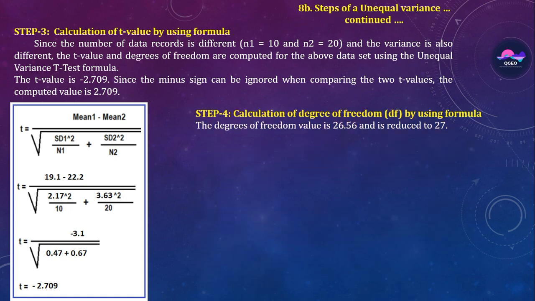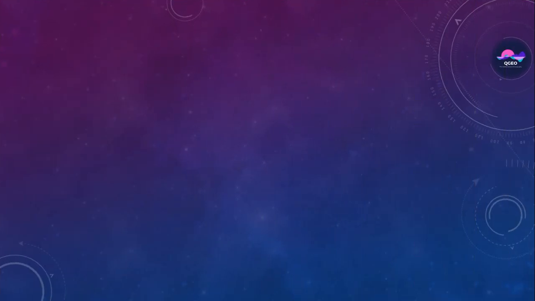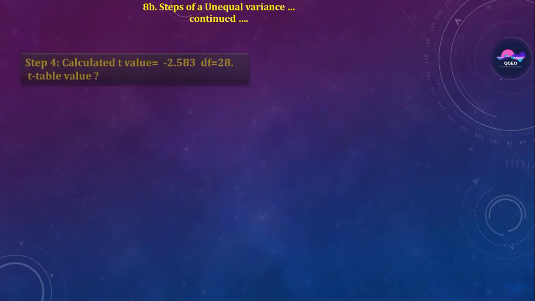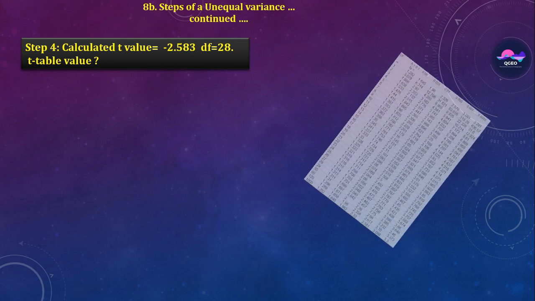And step 4: calculation of degree of freedom using the formula. The degree of freedom value here is 26.56, then it is increased to 27. Here, step 4: the calculated t value is minus 2.583 and degree of freedom 28.